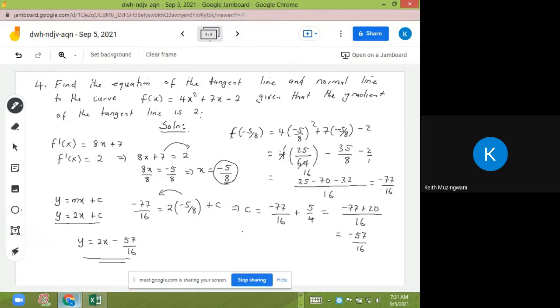The logic here is we are given the gradient already. So when you find the first derivative, you don't need to find the gradient. You need to find the value of x that gives you that gradient from the first derivative, since the gradient is given. After having that value of x, for you to find the c, you need the corresponding value of y to that x. So you go in the original function, substitute that x for you to find the y.